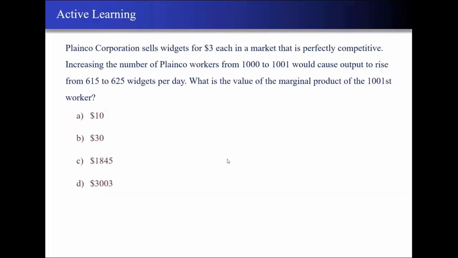Okay, so we have another question here. We have a situation where we're told the market price is $3 of the good, okay? And when we hire this additional worker, it causes output to rise by 10 units. And so here it's asking the value of marginal product. That's another way of saying the marginal revenue product. So what's the marginal revenue product of labor for this extra worker? Okay, so we know how much output they are able to make, and we have the price of the product to put the value to it, right? So what's the correct answer here?